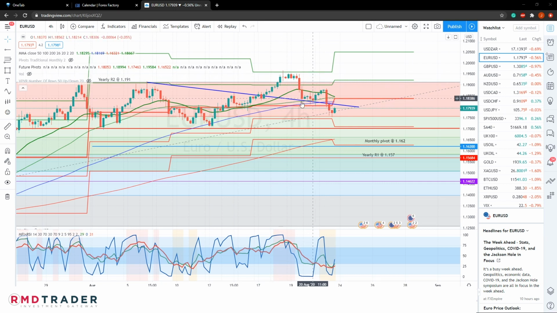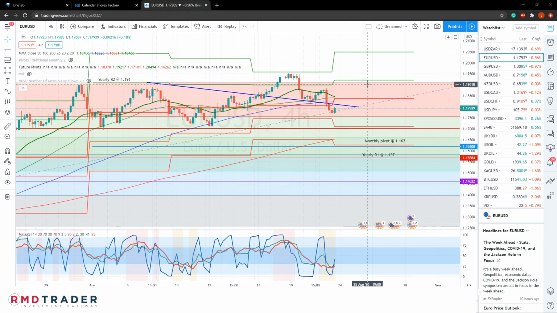For this week, we can see that price has now re-entered this consolidation pattern, with our weekly R1 and S1 pivots being our overhead resistance and support. At this stage, I think it would be important to keep an eye on this 100 SMA as well as this weekly pivot level, as this will give us a sense of more direction.